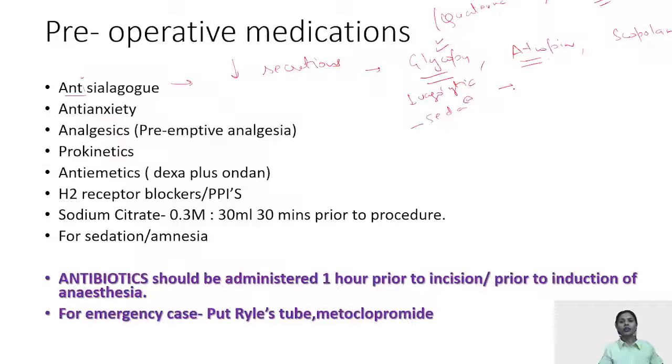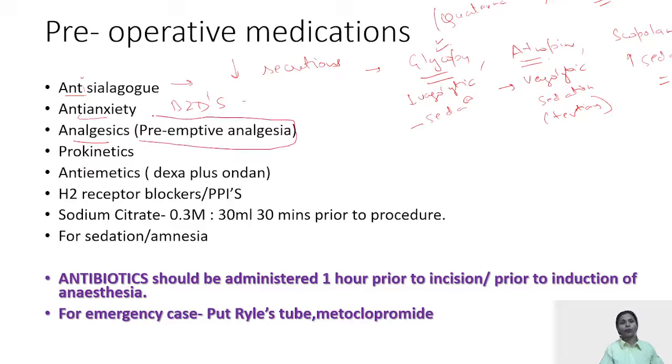Talking about atropine, it is a good antisialagogue but not as good as glyco. It is a good vagolytic and it can cause sedation because it is a tertiary compound. Scopolamine is generally given to increase sedation. The second are the anti-anxiety drugs, that are your benzodiazepines. Then certain analgesics which are given prior to surgical incision are used these days by the name of preemptive analgesia.